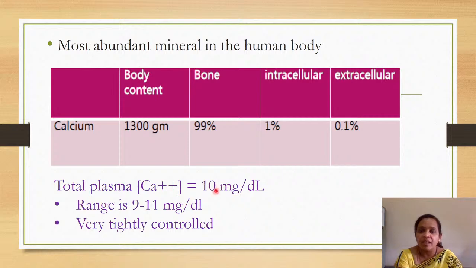Total plasma calcium level is 10 milligram per deciliter, and usually we have to give the normal values in a range, because we don't have specifically one value. So the normal reference values for calcium are 9 to 11 milligrams per deciliter. It is always important to mention the units, milligrams per deciliter of the plasma. And you can imagine how narrow the range is, 9 to 11. If the levels are below 9 or above 11, it is very tightly regulated. Because the range is very narrow, the regulation of calcium is also very strict.